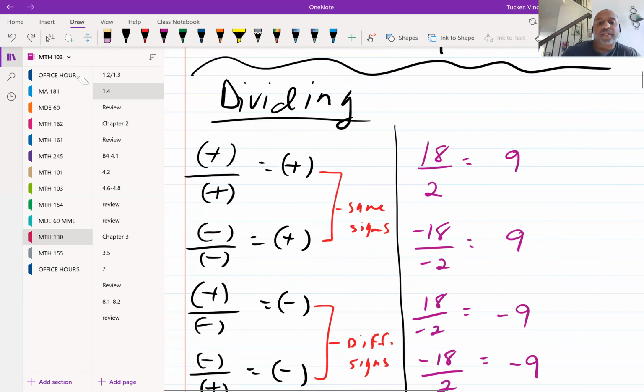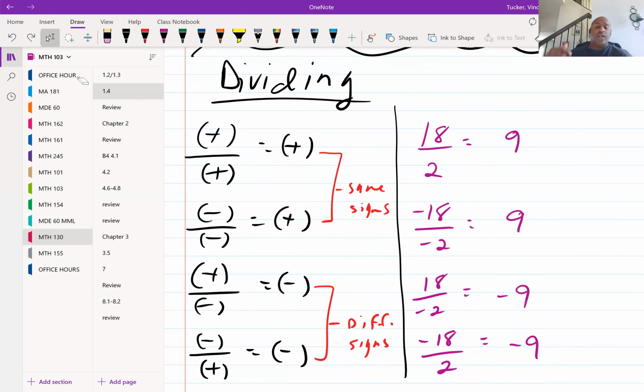All right, so dividing is the same set of rules. Positive divided by positive will give you positive. Negative divided by negative will also yield positive. So once again, same signs, positive result. Then different signs will give you a negative result. And over here in the purple, just examples solidifying what we just said.